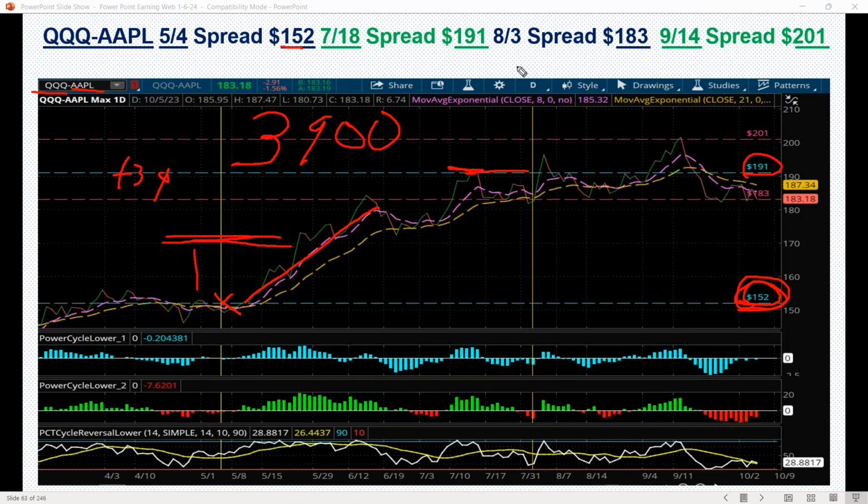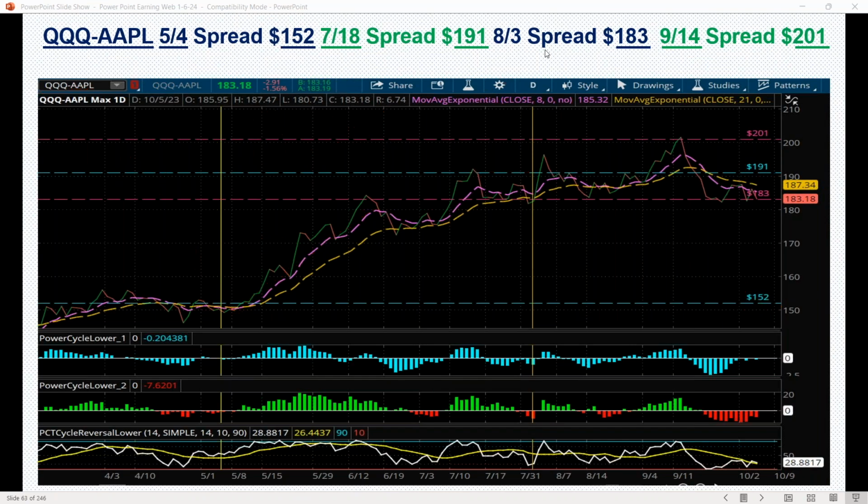You can also see it had another nice move here from that 3rd of August where Apple collapsed. It was trading at 183 right here where that pointer is, after the earnings release. And it went up as high as 201 on that spread wide.